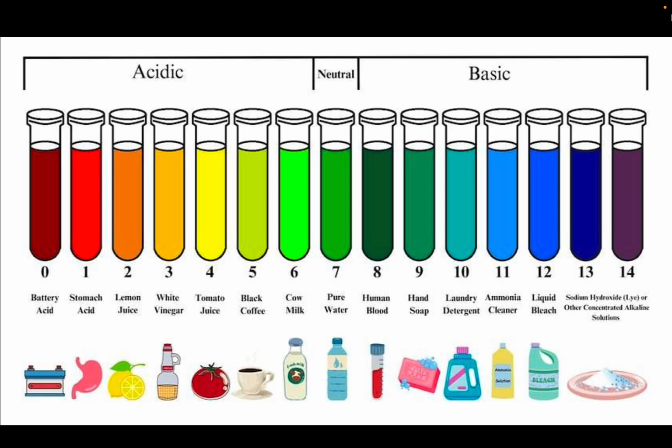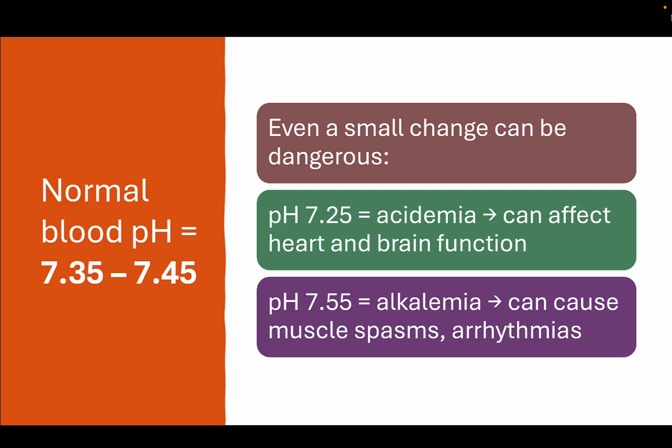As we move up towards neutral, that's pure water, and then towards the basic scale we have blood, which is just slightly basic, probably not all the way to 8, and then hand soap, laundry detergent, and then we start to get to stronger bases like ammonia, liquid bleach, and then sodium hydroxide, lye, other concentrated alkaline solutions. And here, right, sodium hydroxide, it's a powder. What's really going to determine how basic it is is the strength of that solution. But if you have even a reasonable amount of sodium hydroxide, that'll make a quite basic solution.